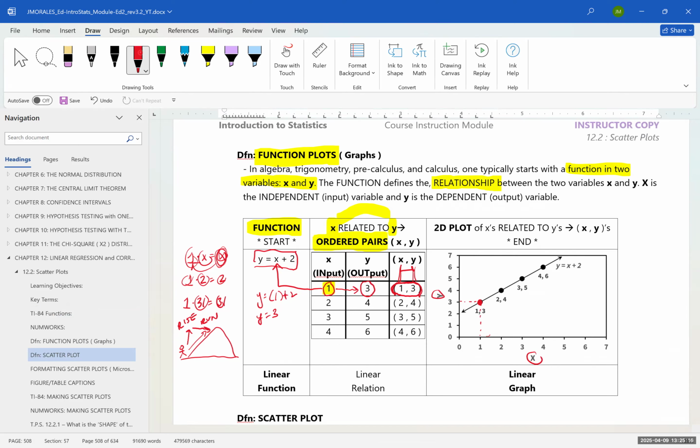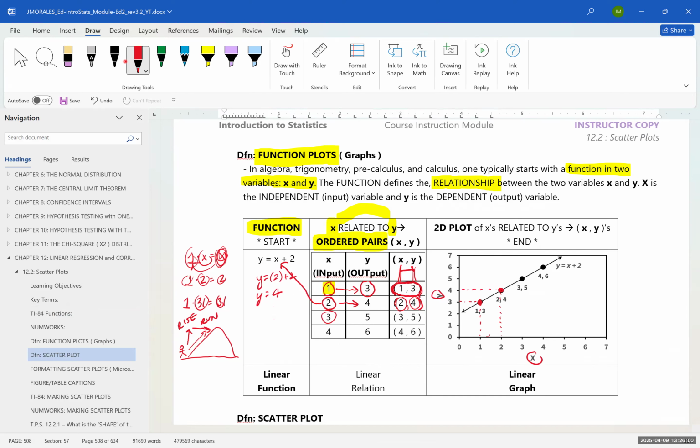If we wanted to see what value of y is related to an x value equal to 2, then we just go through the same process. We would take 2 and plug it into x. And 2 plus 2 is 4. So 2 is related to 4. That gives us the ordered pair 2, 4. And if we plot that, that's going to be 2 on the x-axis and 4 on the y-axis.